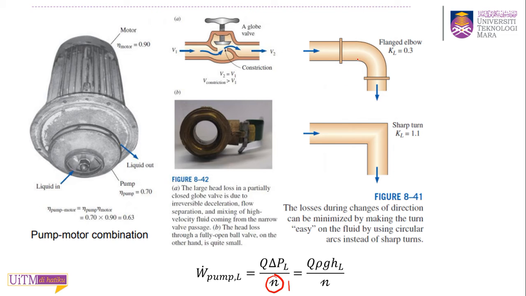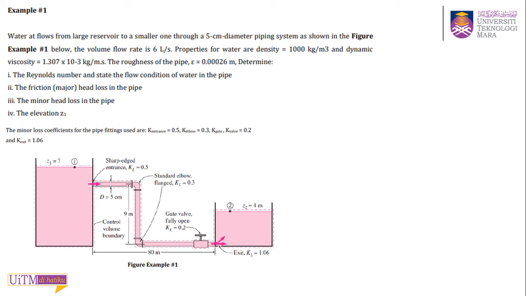Nothing new. We have discussed this, why the flange, elbow and sharp turn have different minor loss coefficients. Any question about this efficiency? Anything? Any question? No, sir. Alright, if there is no question, it means you understand. You understand chapter 4.